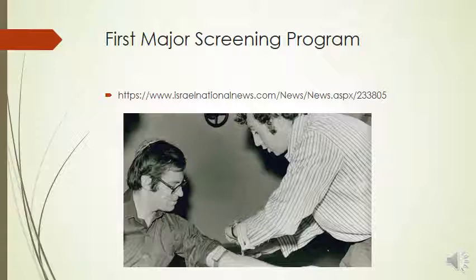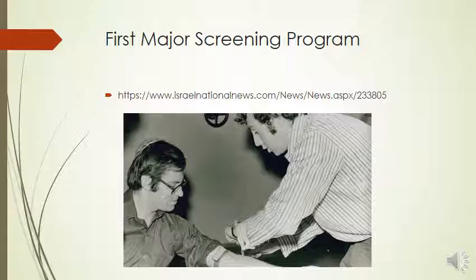The first mass screening was held on a rainy Sunday afternoon in May 1971 at the Congregation Beth El in Bethesda, Maryland. The site was chosen because it was near Johns Hopkins University in Baltimore. Dr. Michael Kaback was the main individual responsible for setting up this first major screening program.